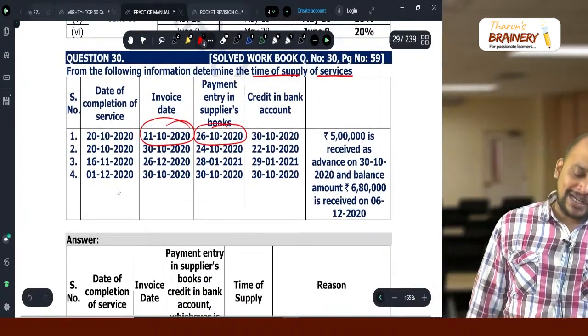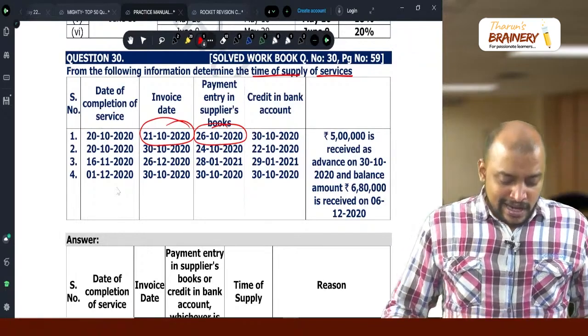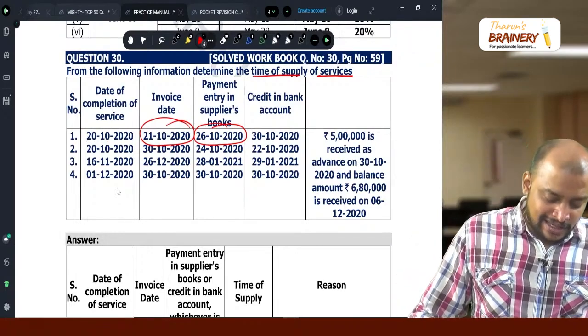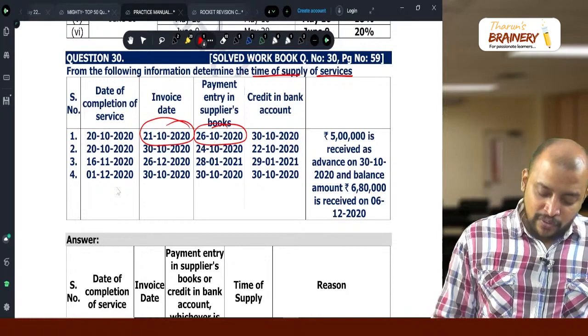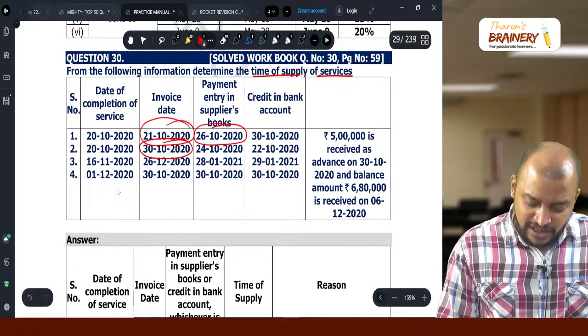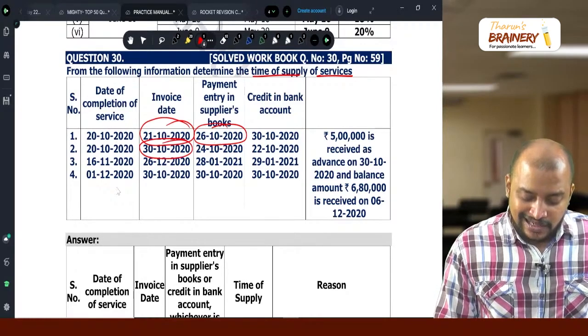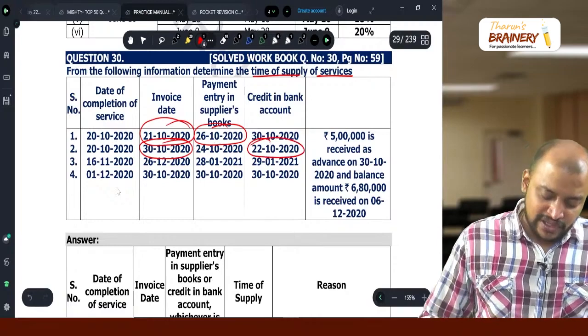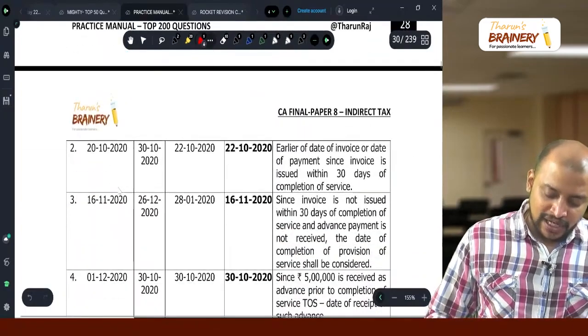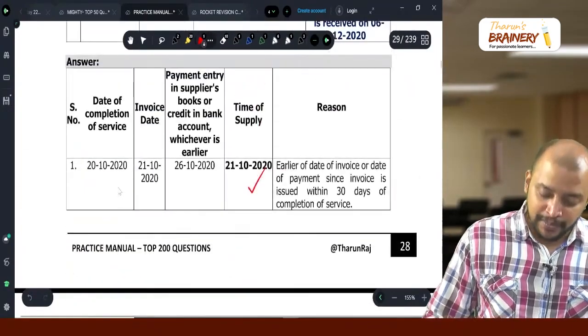Second, 2010 completion and invoice is issued on 3010, within the time. So, therefore, invoice date or payment date. What is the payment date? Entry date or credit in the bank account, whichever is earlier. So, 2210. So, 2210 will be taken as the time of supply.